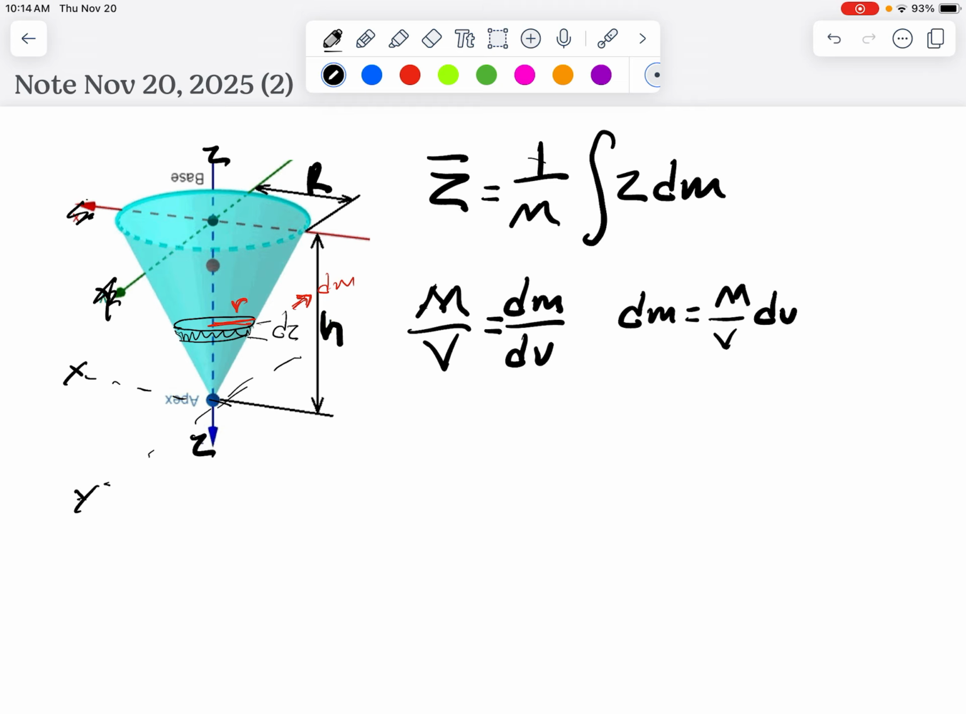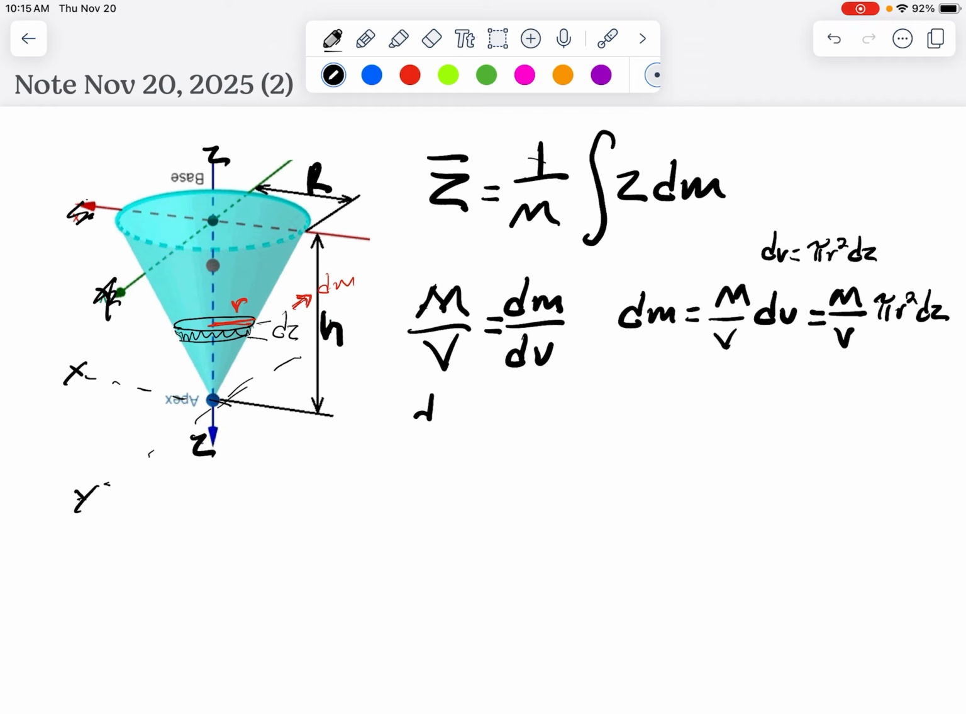And do I have a little space over there? Yeah, so I can say that this is m over v. Now the volume of that disk, that dV, is pi r squared, the area of that disk, times the height, dz. So I can make this pi r squared dz.